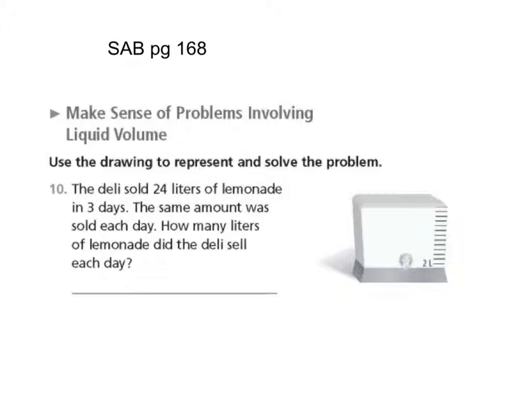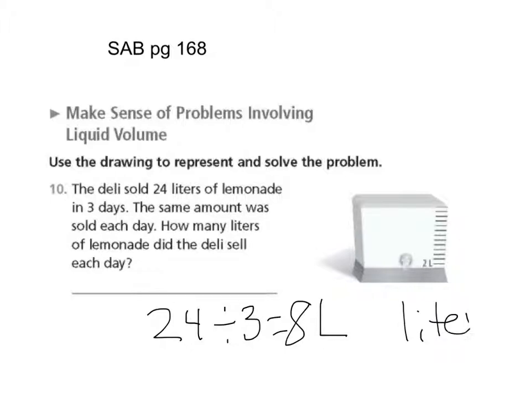But also, if we know that they sold a total of 24 over 3 days, and it's the same every day, it's a division problem. So our problem would be 24 divided by 3. And we know that 24 divided by 3 is 8. And we've got to put the right unit, so we know liters is L, or you could write out liters. Finish 168, then you're going to go on and do your homework and homework remembering and a writing prompt. Enjoy!